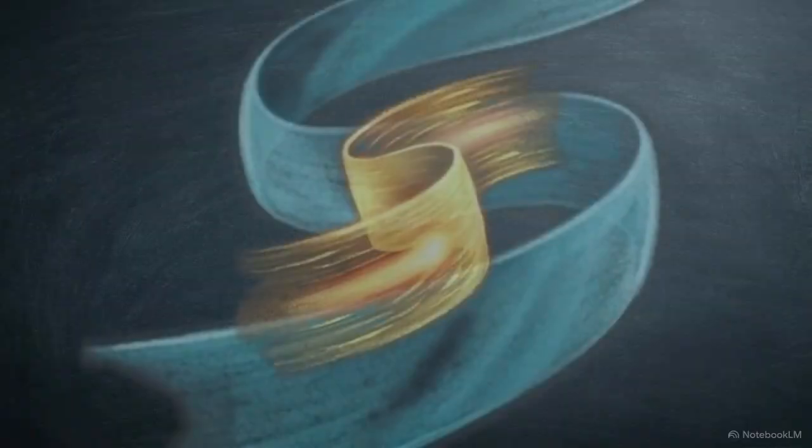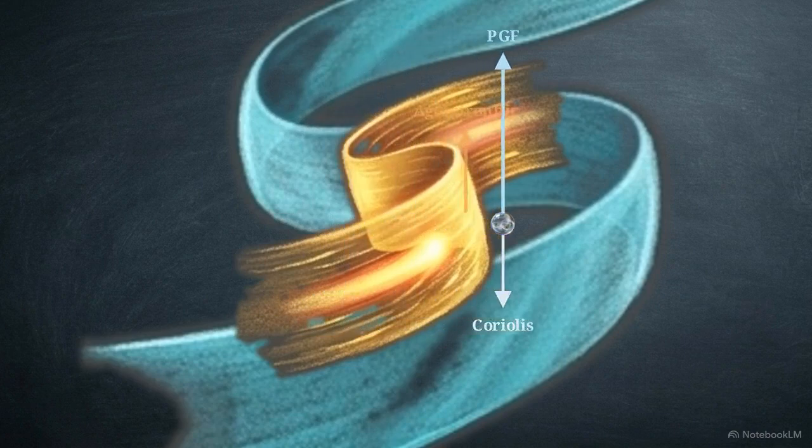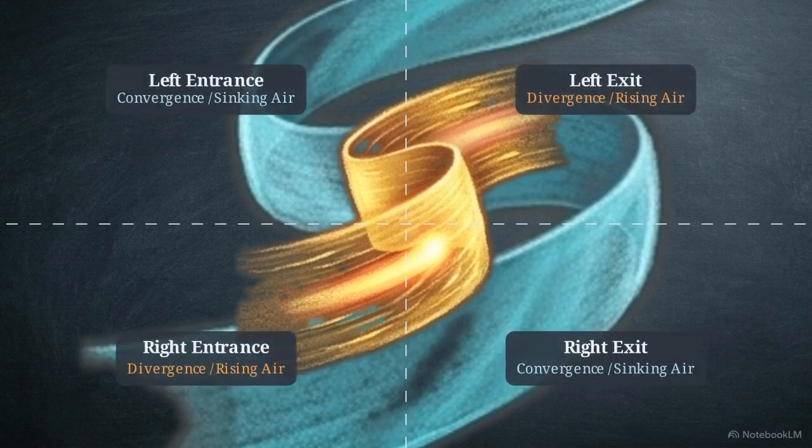In the entrance region of a jet streak, air accelerates because the pressure gradient force outpaces the Coriolis force. This imbalance generates an ageostrophic wind, creating upper-level divergence. This textbook 4-cell pattern evacuates mass in the right entrance and left exit quadrants, forcing surface air to rise.